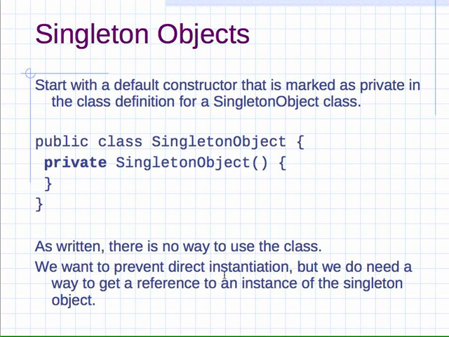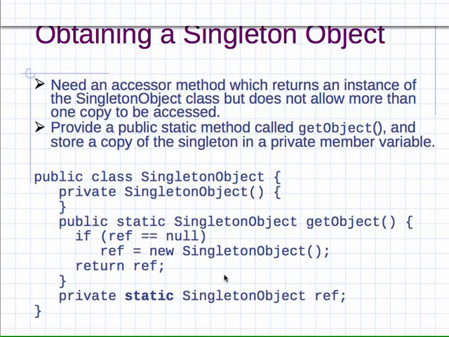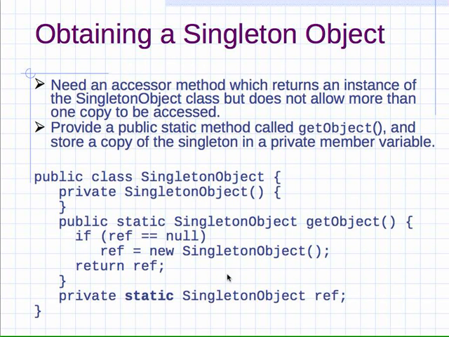So we still need to be able to create one instance of this class, and also return a reference to this instance to whoever wants to use it. So you want to be able to use this class, but at the same time you want to control how it's created. Okay, so how do you do that?